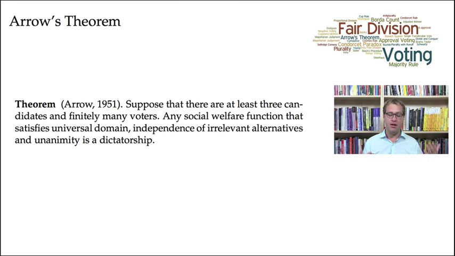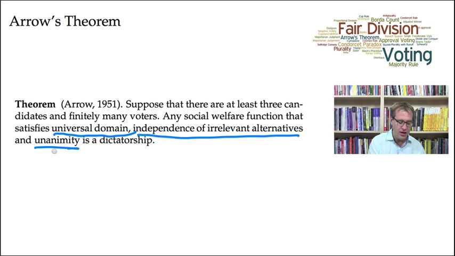So now we're ready to state Arrow's theorem. What Arrow's theorem says is, if we have at least 3 candidates and finitely many voters, then any social welfare function that satisfies universal domain, independence of irrelevant alternatives, and unanimity must be a dictatorship. So we can view this as characterizing a dictatorship. Another way to think of it, as an impossibility result, is that there cannot be any social welfare function that satisfies universal domain, independence of irrelevant alternatives, unanimity, and non-dictatorship. So it's a very, very surprising result.